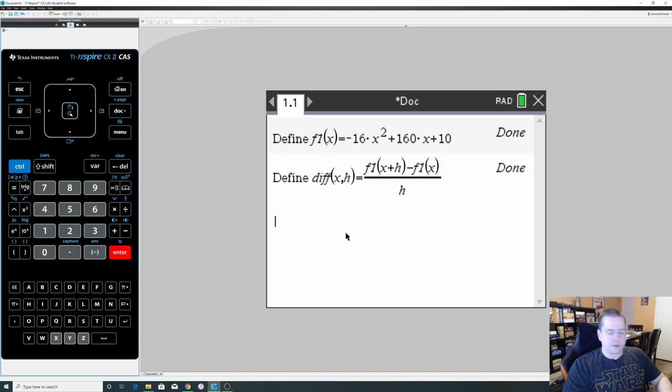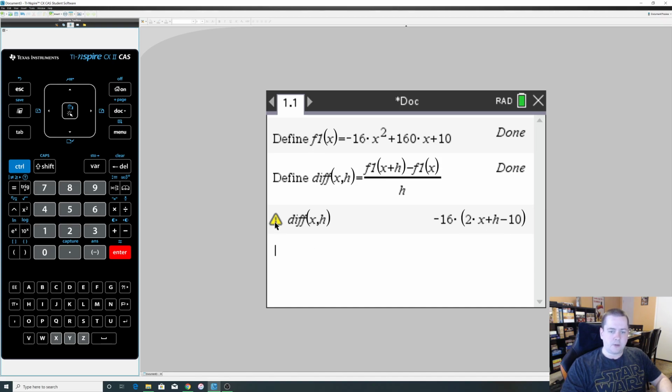There we go. So if I just want the difference quotient in pure abstract symbolism, I can type diff of x comma h. So this is just going to substitute x and h into this formula, which is strictly the difference quotient. And there's what it is. Now, if you did this by hand, you'd probably automatically have the negative 16 distributed into the parenthesis. It doesn't really matter. The nSpire will often do a little factoring. So the difference quotient for our function is negative 16 times 2x plus h minus 10.